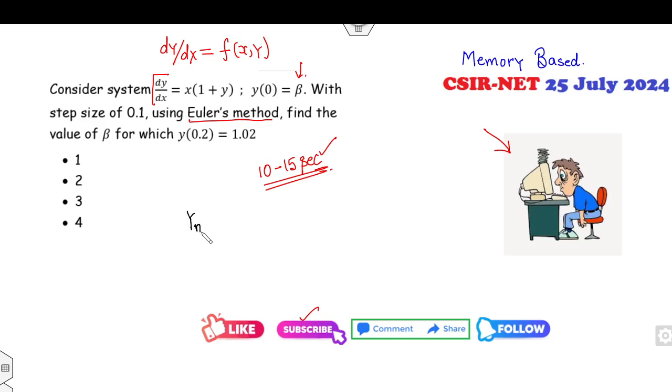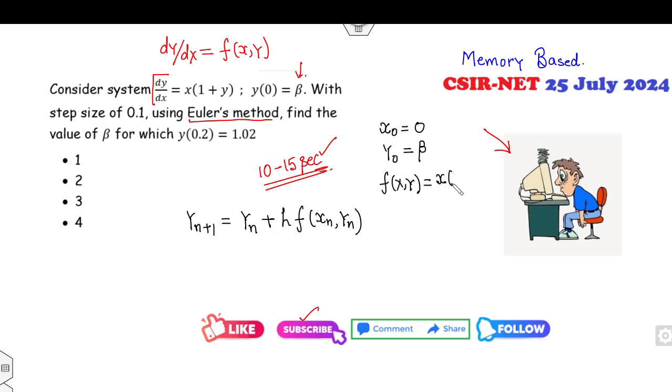So you all know what the Euler equation is: y n plus 1 is y n plus step size times f of xn comma yn. Now what is given to you? The initial value, x0, is 0. In the examination, there is no need to write all these values because you can keep them in your mind as well. What is the value of f of x comma y? This is x into 1 plus y.